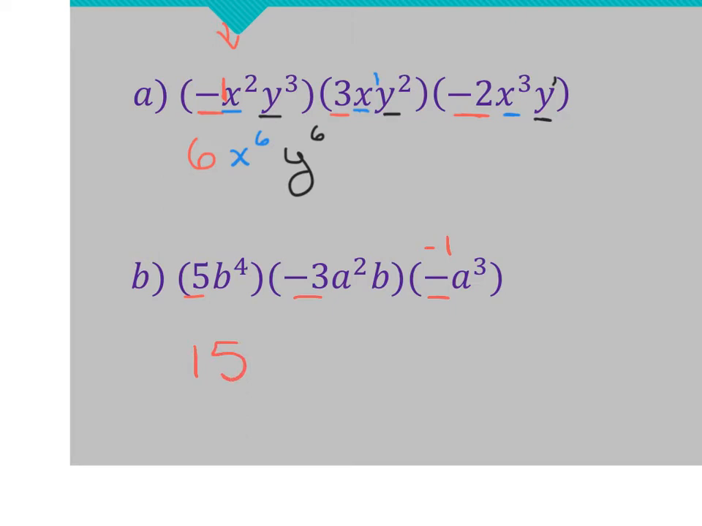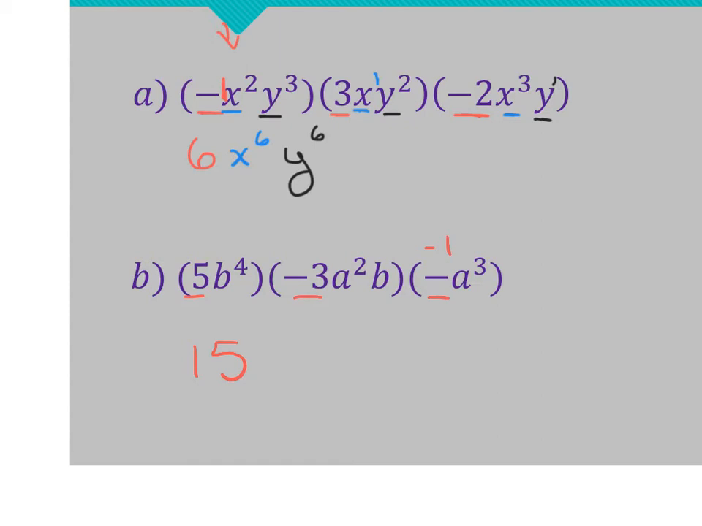Now, if you're multiplying a lot of expressions or a lot of terms, you can also count the number of negative signs in your problem. And if you have an even number of negative signs, then the answer is always positive. If there's an odd number of negative signs, then your answer will be negative.